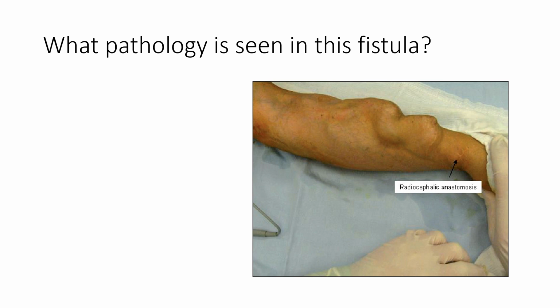What pathology is seen on examination of this fistula? That's right, this fistula here is abnormally widened. We call that an aneurysm. And if it gets really wide and the skin overlying gets shiny and thin, there is a risk of rupture.